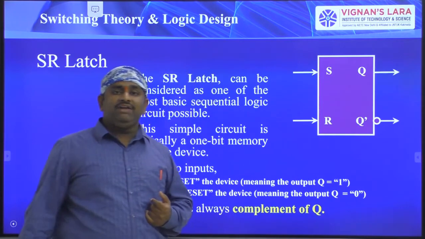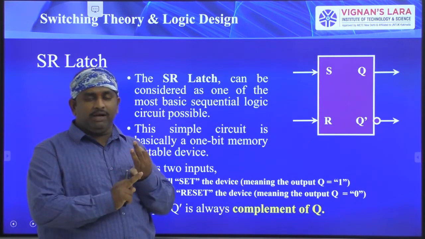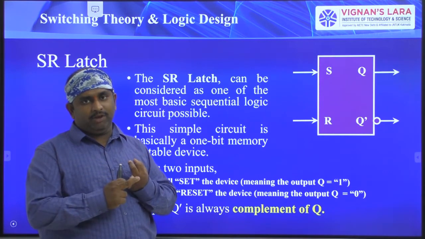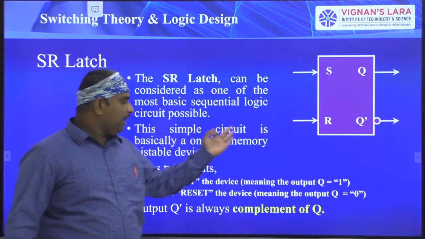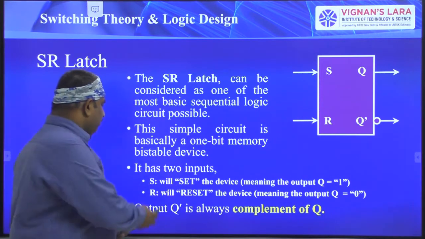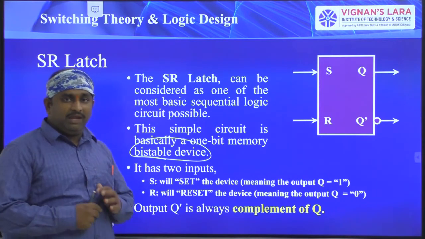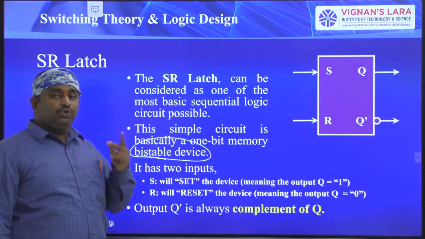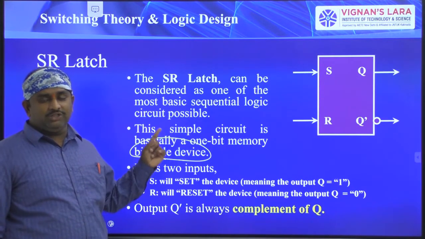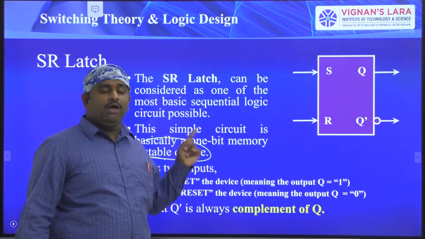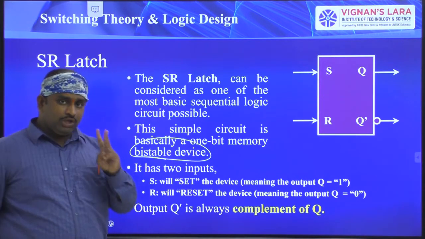We have the multivibrator concept. There are 3 types of multivibrators: astable multivibrator, monostable multivibrator, and bistable multivibrator. So this circuit is an application of a bistable device. Bi means 2. Stable means 2 stable states are available in this device. These memory elements are examples of bistable multivibrators. So bistable, 2 stable states.